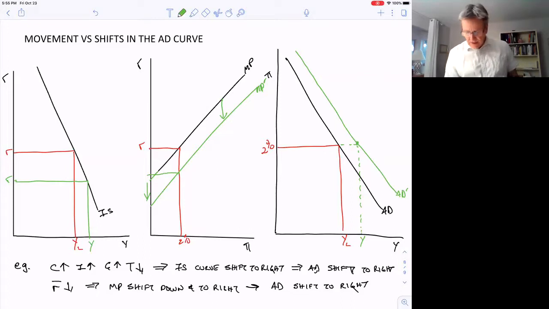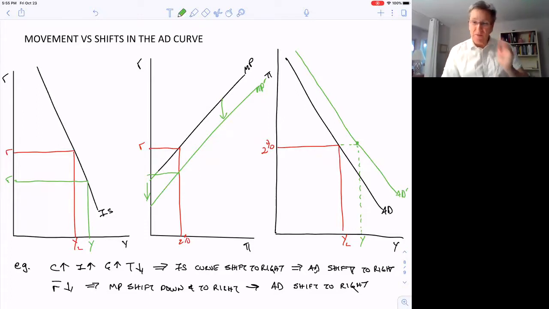Now you can imagine here, what happens if R bar then gets down to 0? Now it might be difficult. R bar, a real interest rate, can go below 0 a little bit. So if we could somehow get the real interest rate to go below 0, then we could continue this MP curve all the way down.